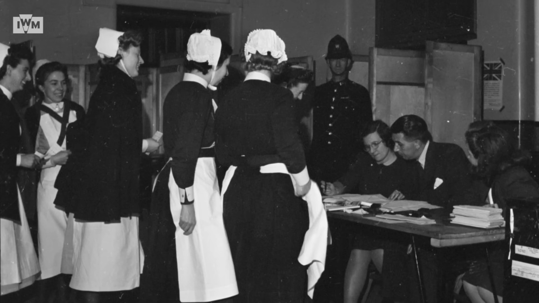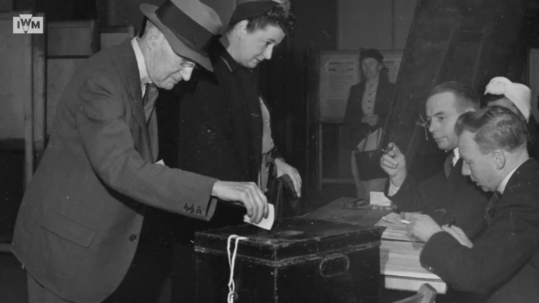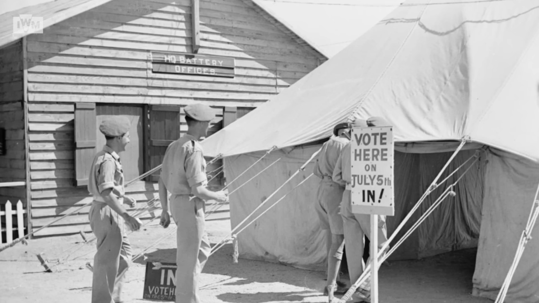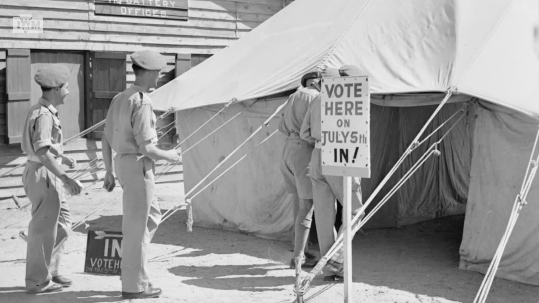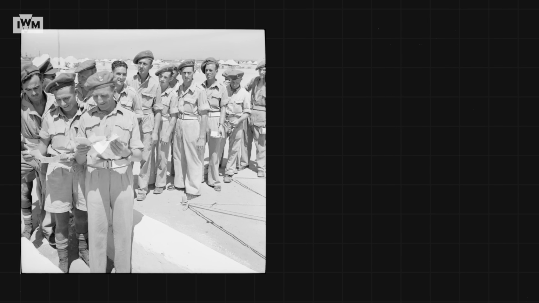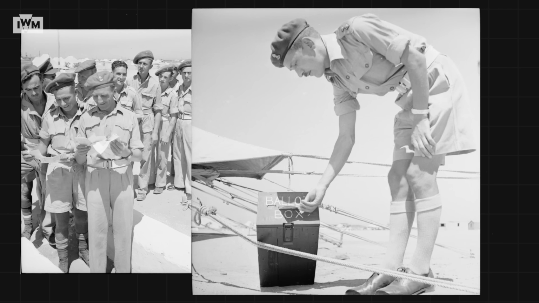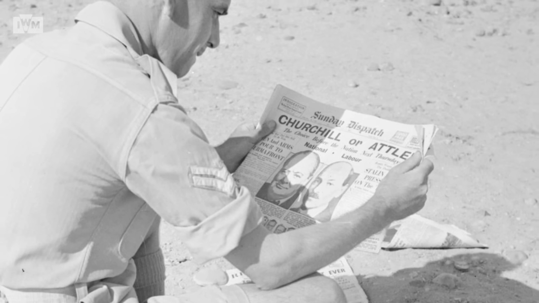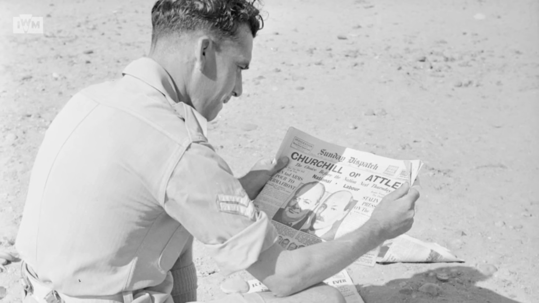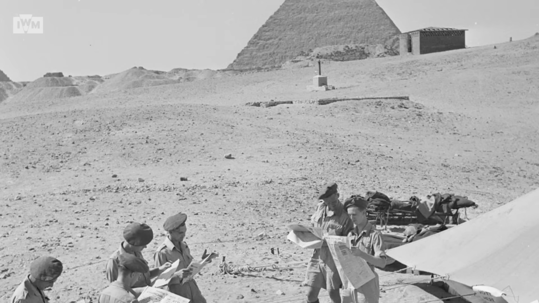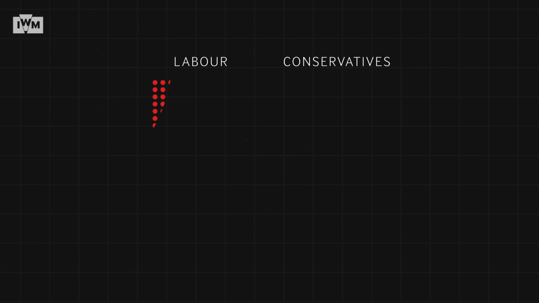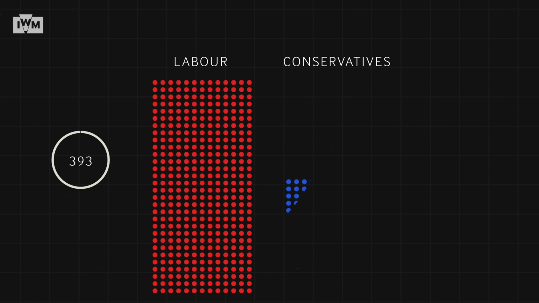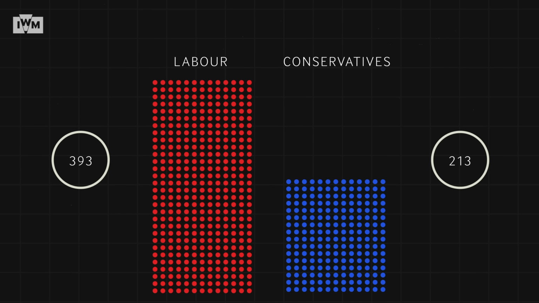On the 5th of July 1945, the big day finally arrived and the people of Britain went to vote. The results were delayed until July 26th to allow votes to come in from those servicemen and women who were still overseas. Churchill expected to win. The Conservatives expected to win. But they were to receive a huge shock. It was a landslide victory for Labour, who had won nearly twice as many seats as the Conservatives.